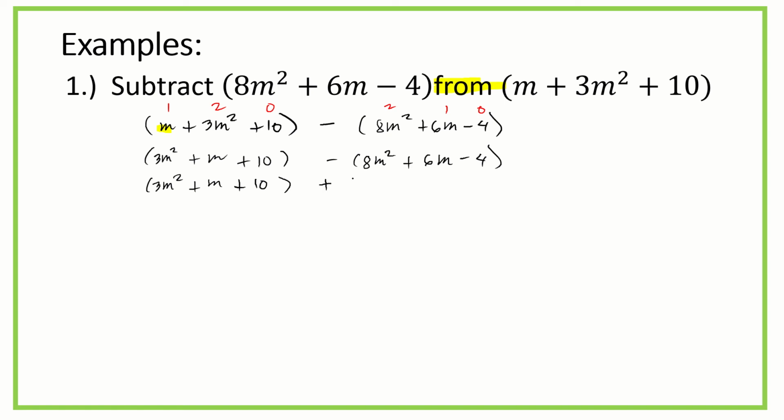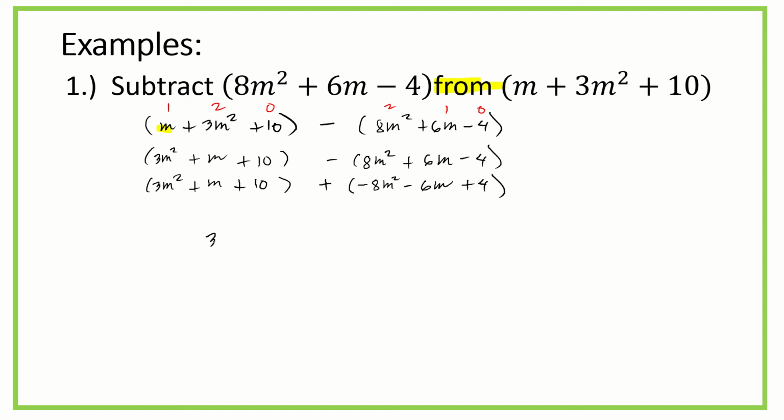So from positive 8m squared, it will become negative 8m squared. From positive 6m, becomes negative. And from negative into positive. And as you can see, this is already adding polynomials. So it's up to you whether you do vertical or horizontal. In my case, I will do vertical.